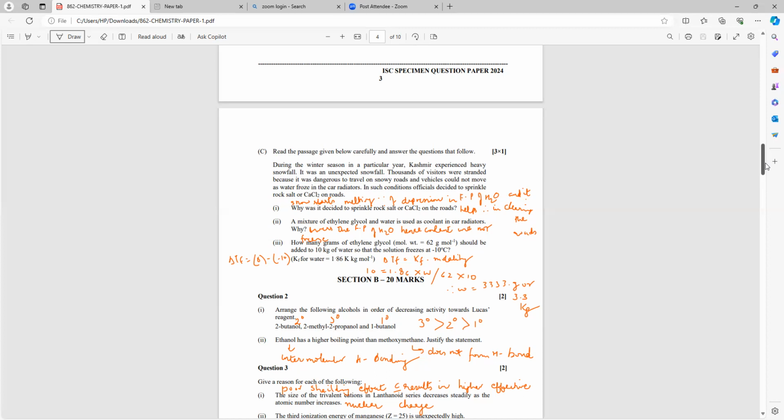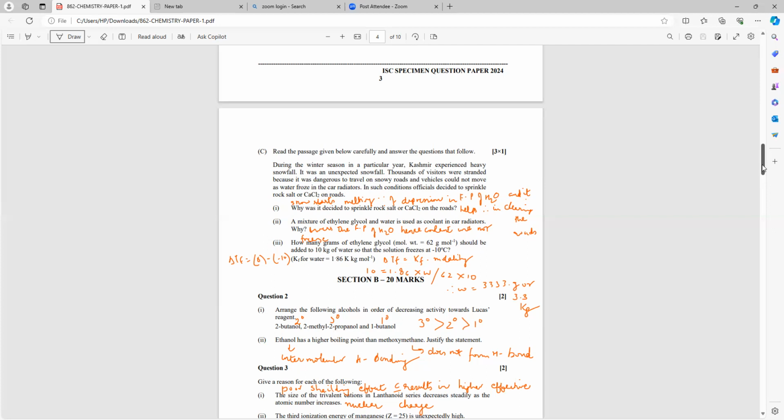Here the formula which we will be using is delta TF is equal to KF into molality. We will do the substitution. Your delta TF will be the difference, so it will be 0 minus minus 10, which becomes 10. Once we substitute, we get the answer as W is equal to 3333.3 grams or 3.3 kg. That will be the correct answer.